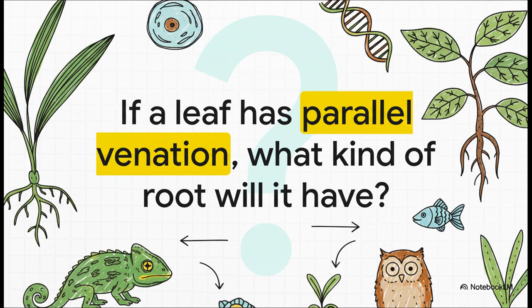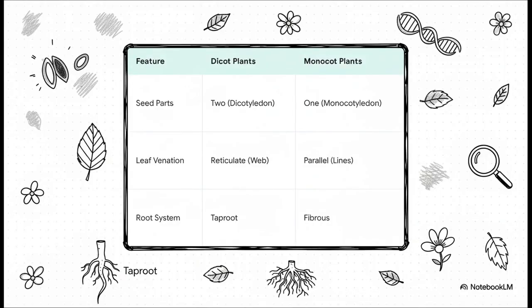The answer is a fibrous root. Well done if you got that right. And this table, my dears, connects all our clues. This is your super important cheat sheet for plants.